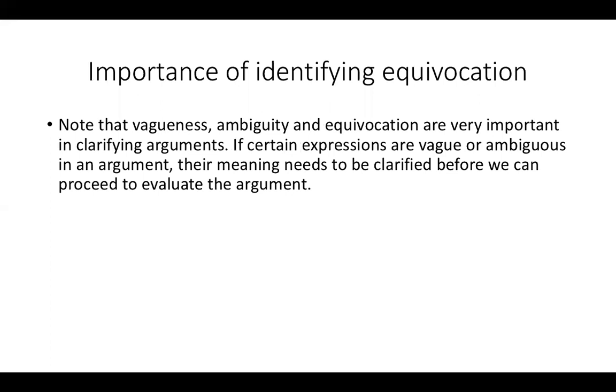Now, the importance of identifying equivocation. Let's note that vagueness, ambiguity and equivocation are very important in clarifying arguments. If certain expressions are vague or ambiguous in an argument, their meaning needs to be clarified before we can proceed to evaluate the argument. So when you see any of these meaning defects in language, you have to clear it. We have to clarify them before we can even begin to argue, because arguments that are based on defective meanings are misfired arguments, arguments that miss the mark.